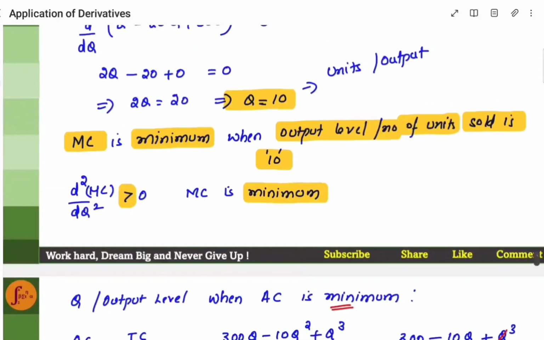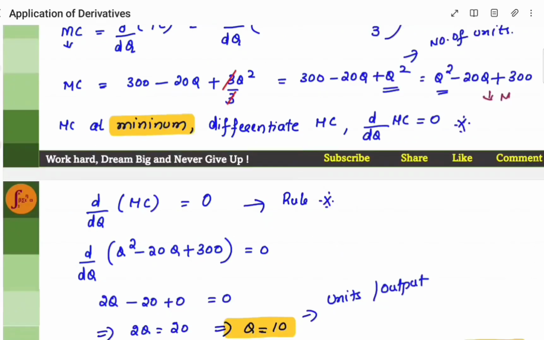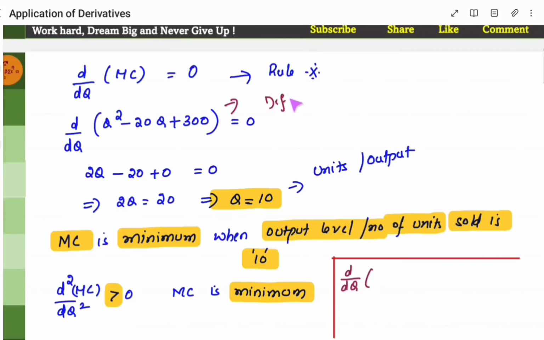Now we can verify this. So what is the double derivative of marginal cost? This is marginal cost. Now we are differentiating here for the first time. So what do we get? We get this. This is the first order derivative. Correct? This is the first order derivative that we get after differentiating.